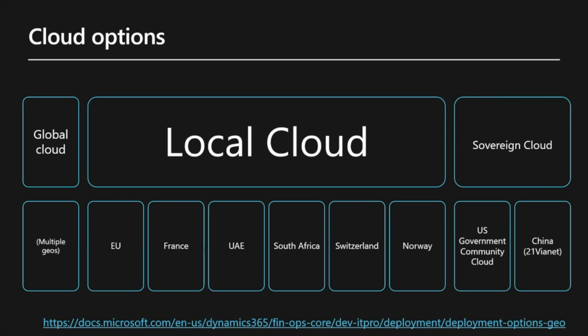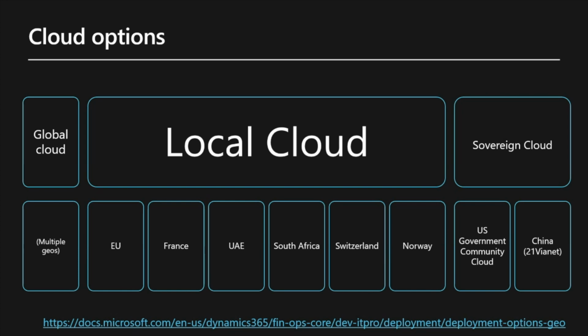On the sovereign cloud offerings, we have 2 available. One is the US Government Community Cloud, and the second one is one run by 21Vianet operating in China. As explained, these are especially isolated and restricted, and deploying in these has very strong security measures.